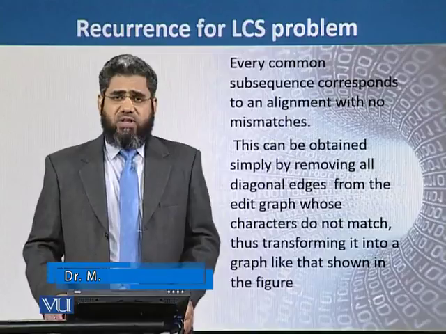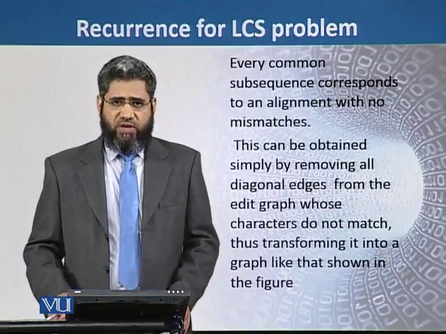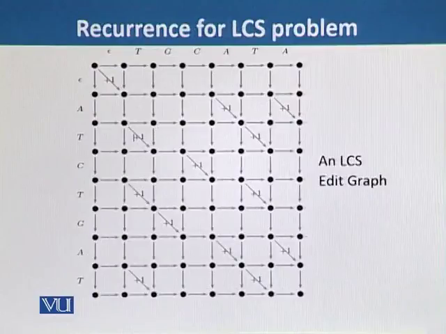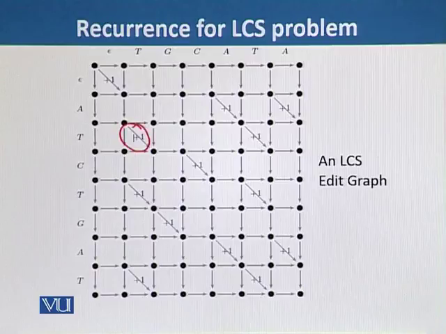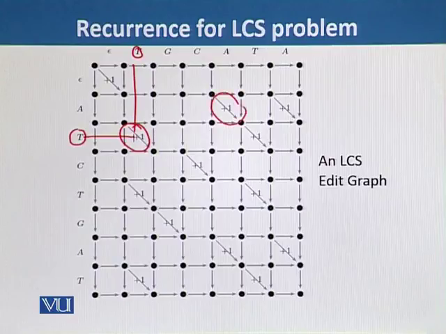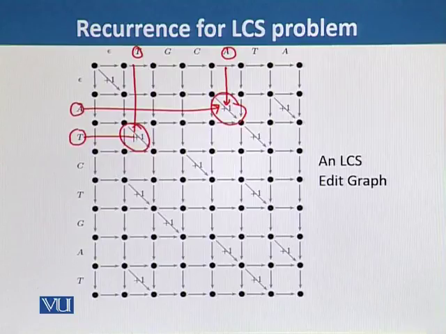And after removing the diagonals, we will get a specific figure that we will see in the next slide. So we will get this type of graph, and we can see here that we have retained only those diagonals. For example, if we consider this diagonal, at both positions T is present. If we consider this diagonal, at both positions A is present. So we will consider only those diagonals that are identical.